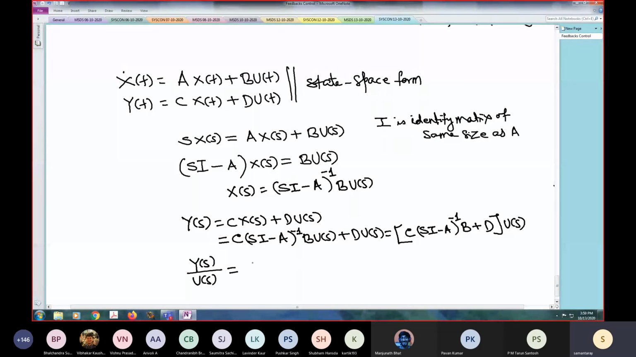S is C times, we can write that (sI minus A) inverse as the adjoint matrix of (sI minus A) divided by the determinant of (sI minus A), times B plus D. That is what the transfer function is.